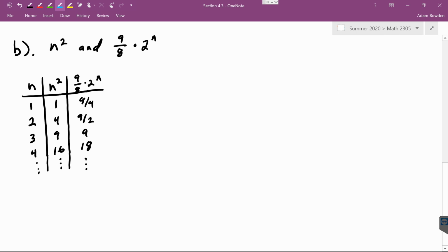So we can see how at a certain point they're equal to each other, and then after that we expect that one will stay larger than the other. So we're going to say that n squared is less than or equal to 9 over 8 times 2 to the n for n greater than or equal to 3.